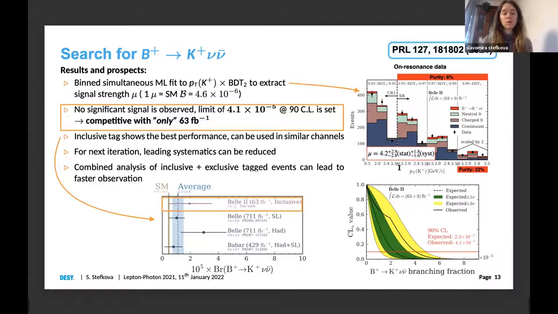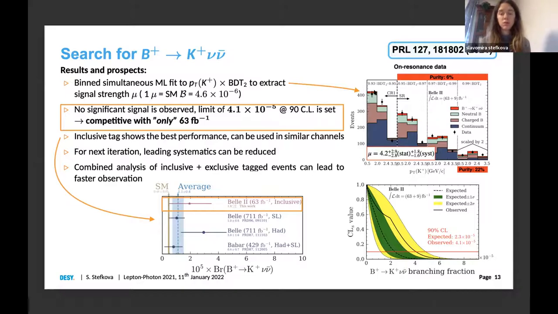So once everything was validated, we did a binned simultaneous maximum likelihood fit to the transverse momentum of the K and the output of the second BDT in order to extract the signal strength. And as you can see on this plot here, where the yields of the best fit are projected, we have not observed a significant signal.